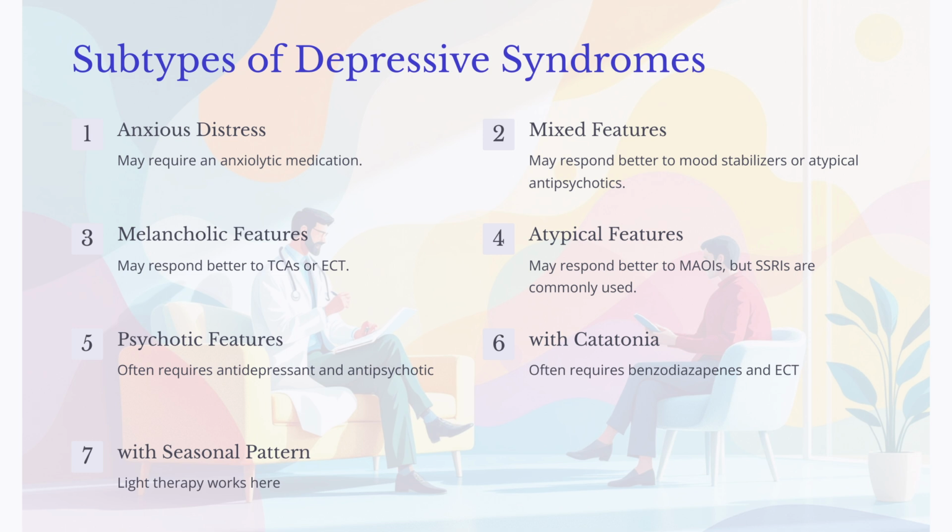Then there's with melancholic features, which may respond better to TCAs or electroshock therapy. Then there's atypical features, which may respond better to MAOIs, but SSRIs are commonly used. Now, atypical depression is more common in bipolar than unipolar depression. Then there's also depression with psychotic features, which often require a combination of an antidepressant and an antipsychotic. So young individuals under 25 who experience psychotic depression are more likely to manifest later as bipolar. Then there's depression with catatonia, which often requires benzos or ECT.